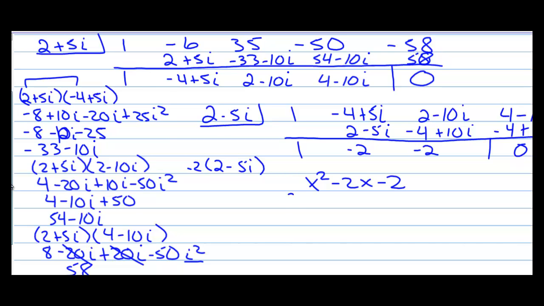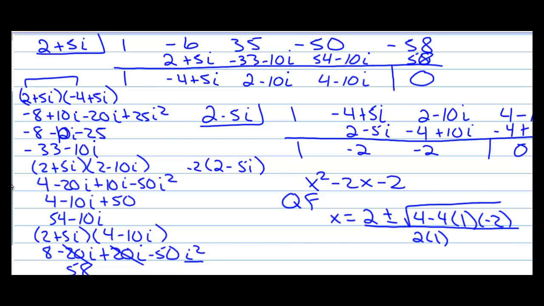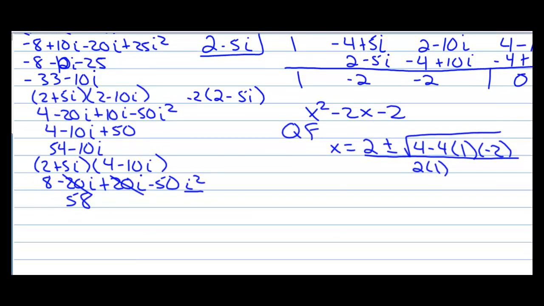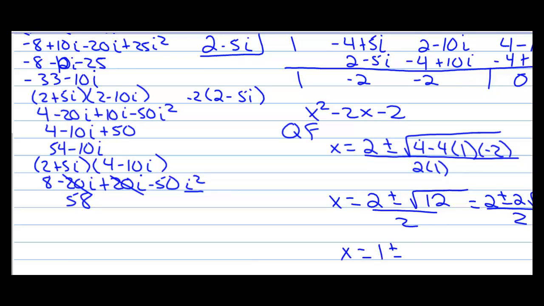So now, unfortunately, we need to use the quadratic formula, which is a little bit lengthy, but not too bad. We have 2 plus or minus the square root of b squared minus 4 times a times c, all over 2 times a. x is equal to 2 plus or minus the square root of 4 plus 8, that's 12, over 2, which is 2 plus or minus 2 square root of 3 over 2, and I can divide everybody by 2. So the other two zeros are 1 plus or minus square root of 3.